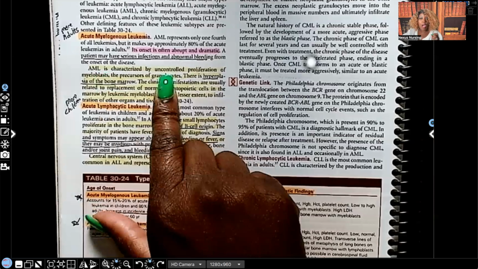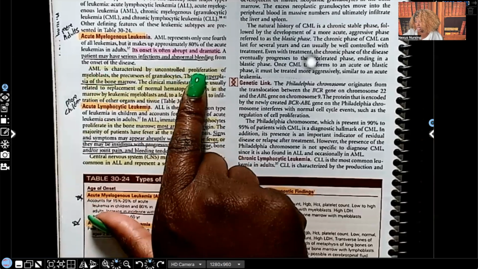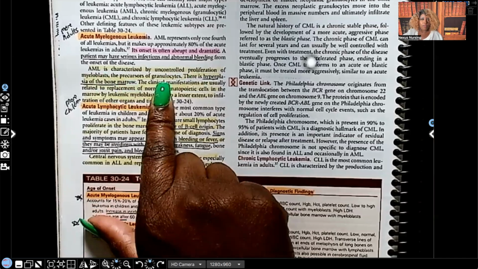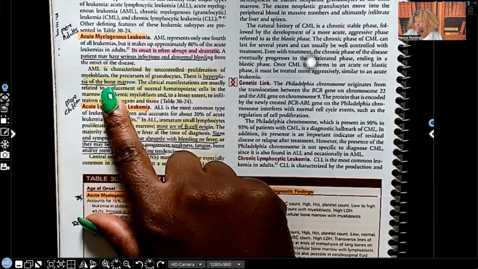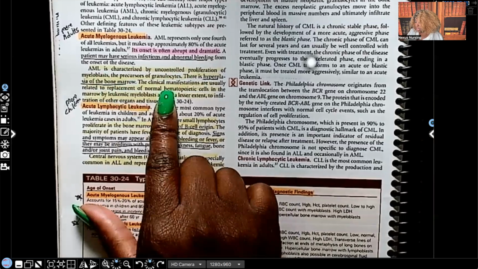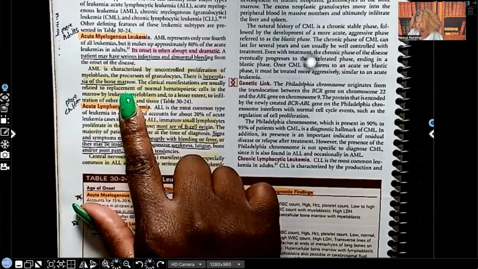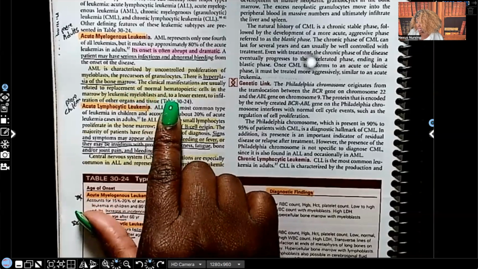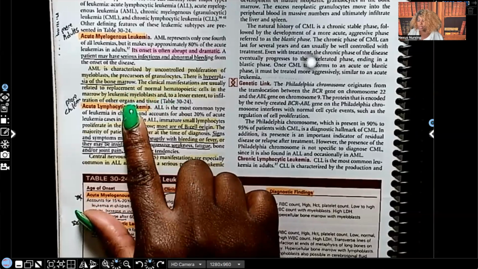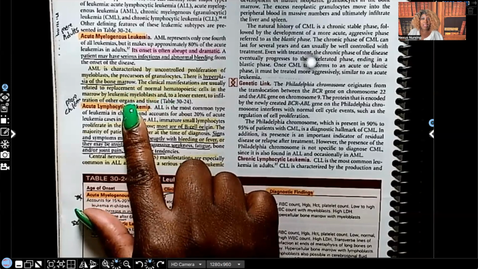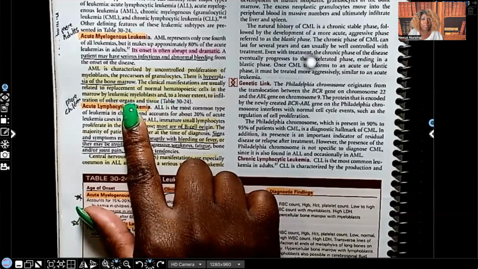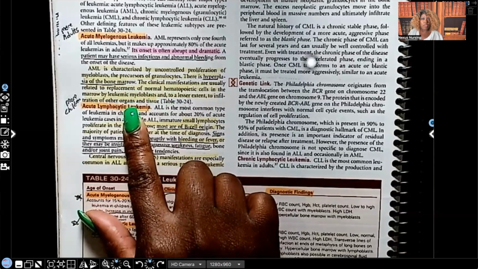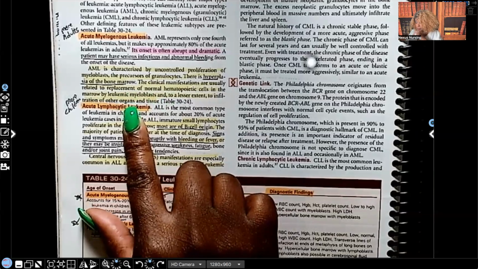AML is characterized by uncontrolled proliferation of myeloblasts, which are the precursors of granulocytes. There's hyperplasia of the bone marrow. The clinical manifestations are usually related to replacement of the normal hematopoietic cells in the bone marrow by leukemic myeloblasts, and to a lesser extent, infiltration of other organs and tissues. So these cells, which are doing nothing but causing harm, are taking the place of where other normal cells should have been. And it's not only happening in the bone marrow, it's also happening in other tissues and organs. And we'll look at that in a second.